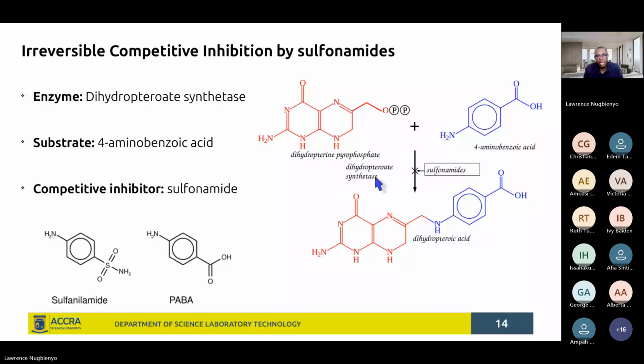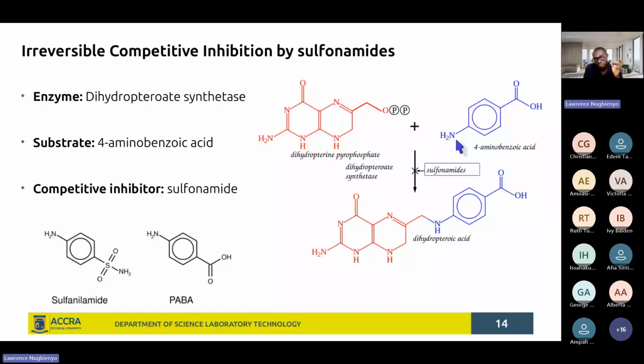Now, we see here the enzyme. What is the substrate that sulfonamide is competing with? Because sulfonamide is a competitive inhibitor. We see at the top, irreversible competitive inhibition. So what is the substrate? The substrate is 4-aminobenzoic acid or para-aminobenzoic acid. And we said competitive inhibitors are structural analogs. They look like the substrate.